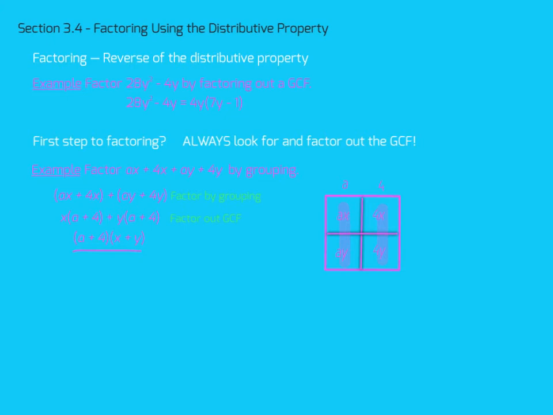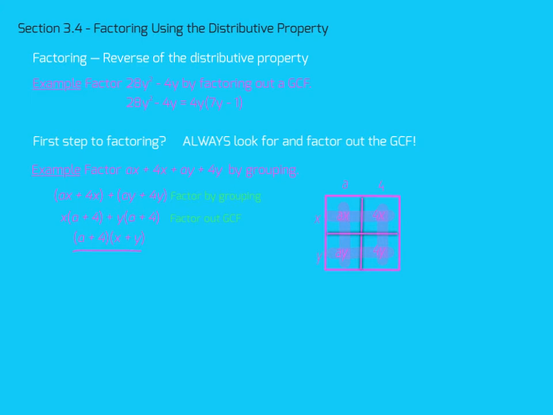So the first set here is going to be ax and 4x. Those both have an x in common, so we can go ahead and write that in. And then lastly, we have the ay and the 4y. Pretty sure you guys would be able to tell me what those have in common, but yes, you are correct. It is a y.